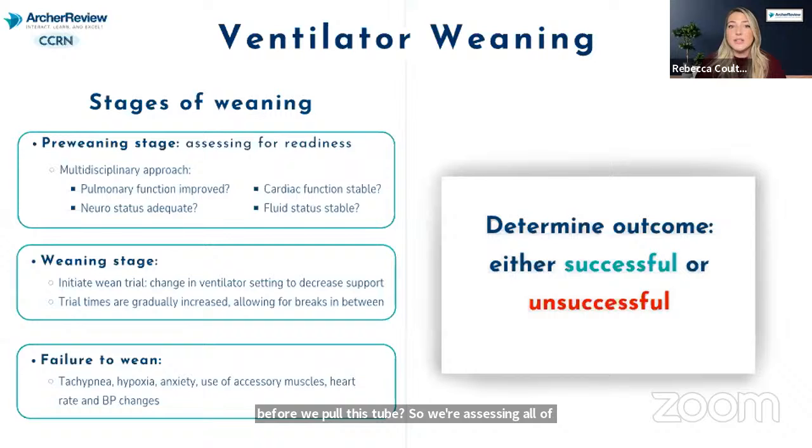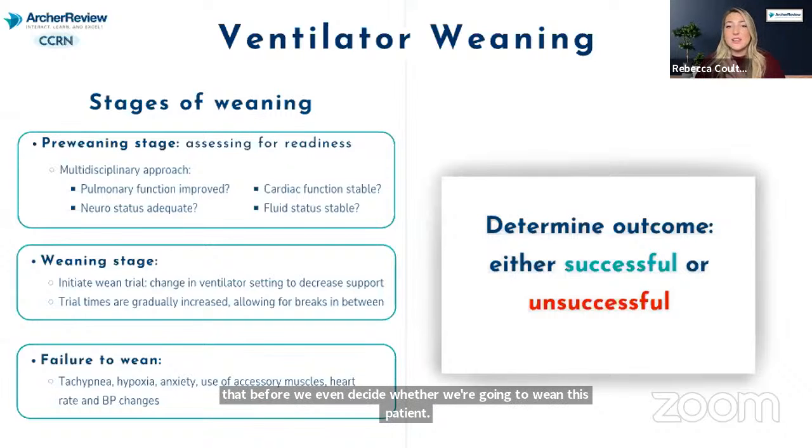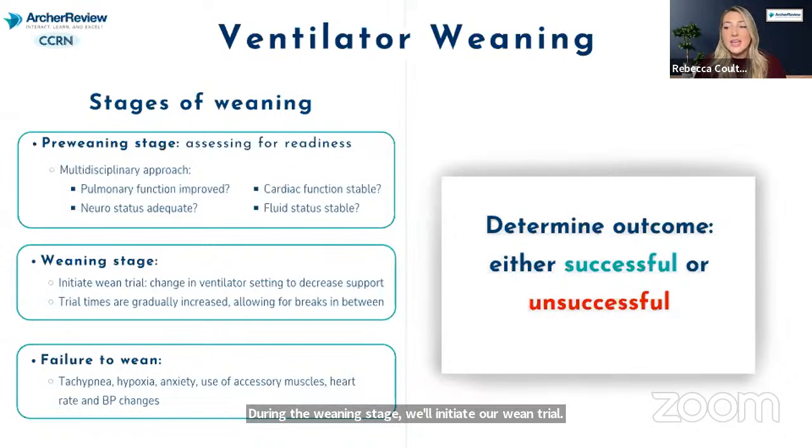During the weaning stage, we'll initiate our wean trial. So this involves changing our ventilator setting to decrease the support. We're going to make the patient trigger their own breaths, and we're also going to reduce the amount of inhalation support that we give so the patient is more responsible for filling their lungs with air on their own.